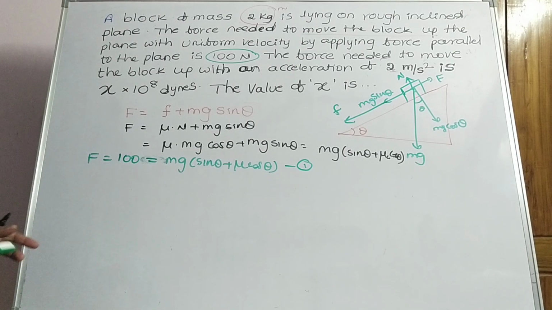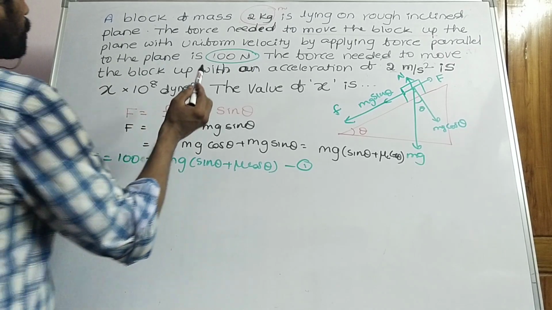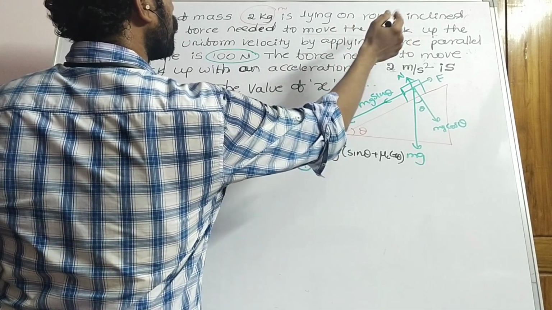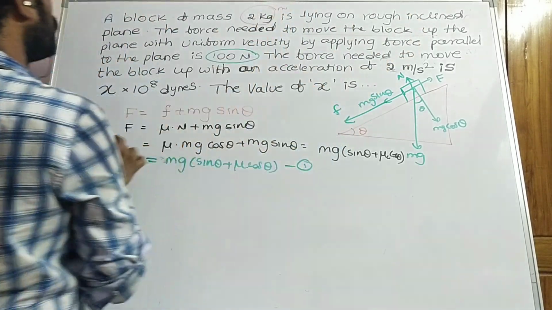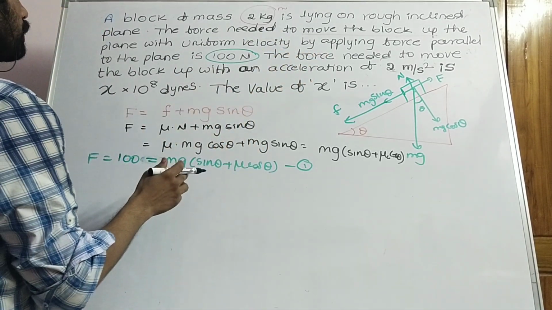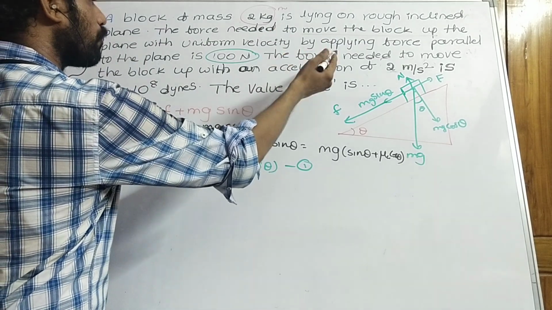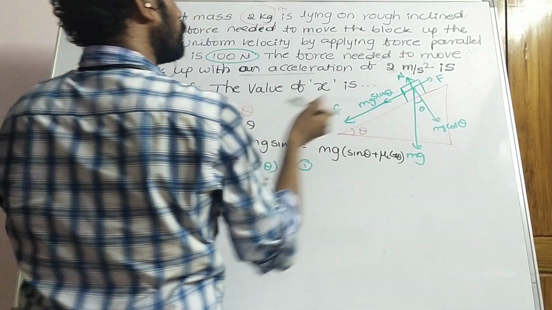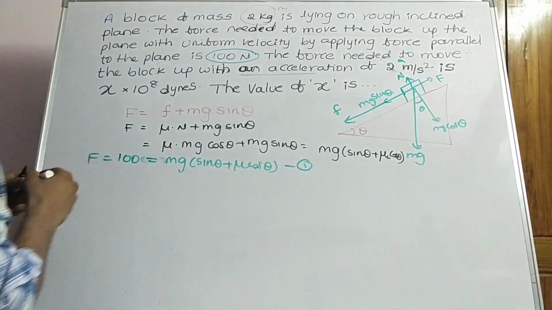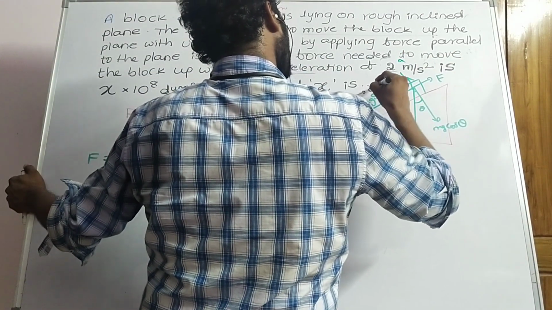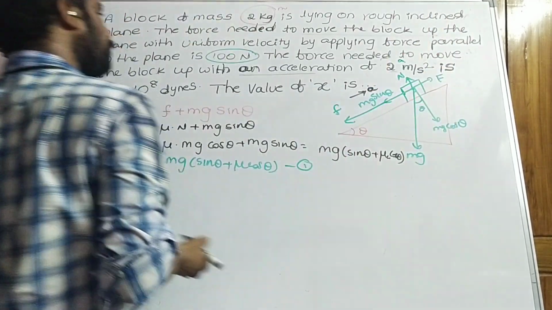Now, the force needed to move the block up with an acceleration of 2 meters per second square. See here, the block is moving up the plane with uniform velocity. Uniform velocity means acceleration is 0. Now, by applying some extra force, the body should move with an acceleration of 2 meters per second square. That's why there must be a certain resultant force acting like this, so the body is getting accelerated up the inclined plane.